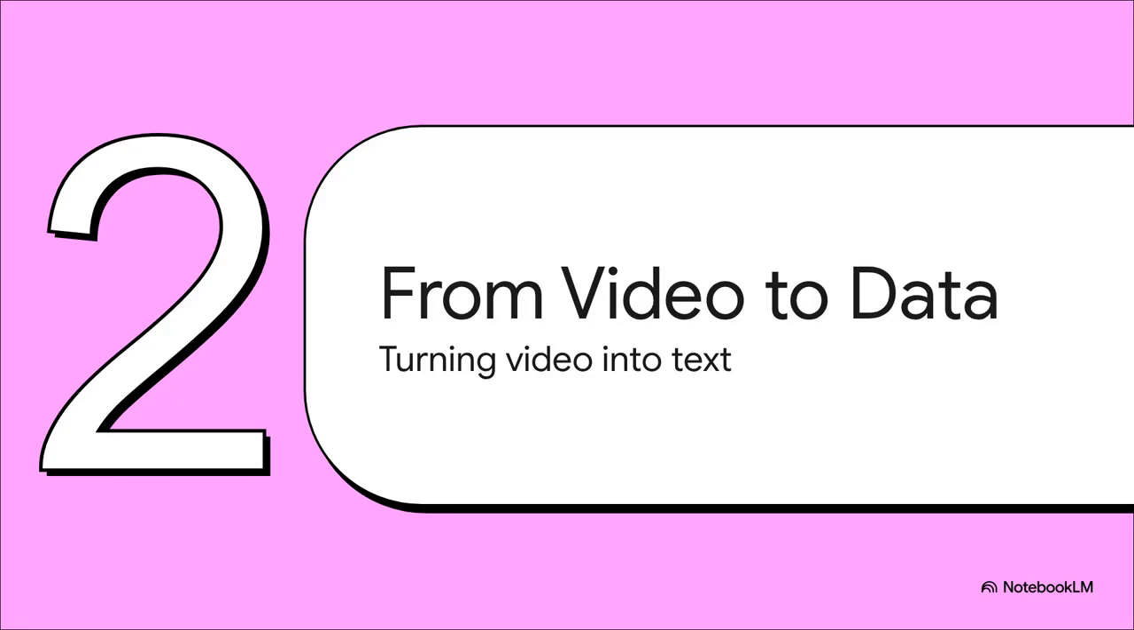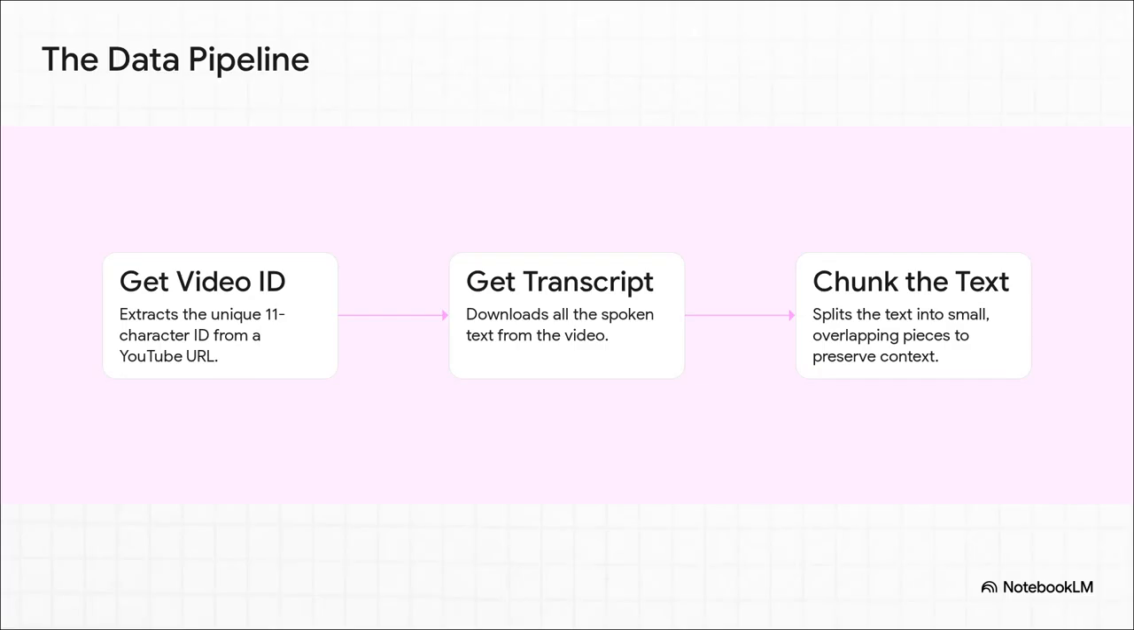So, with our tools all laid out, the first real job is to turn a YouTube video, just a stream of pixels and sound, into raw data that our AI can actually understand and work with. And this whole process is surprisingly simple. It really just happens in 3 stages. First, we just need to grab the unique ID from the video's URL. Easy enough. Second, we use that ID to fetch the entire transcript.